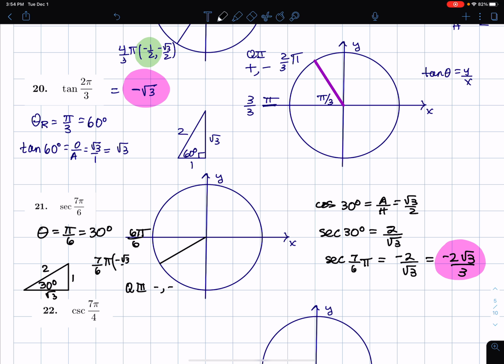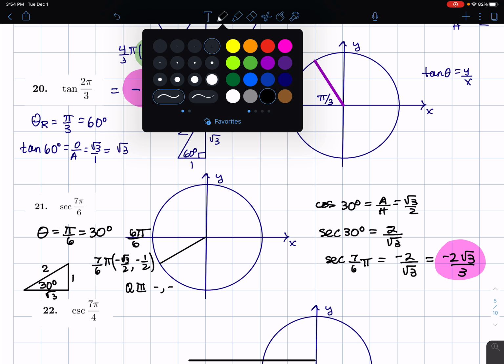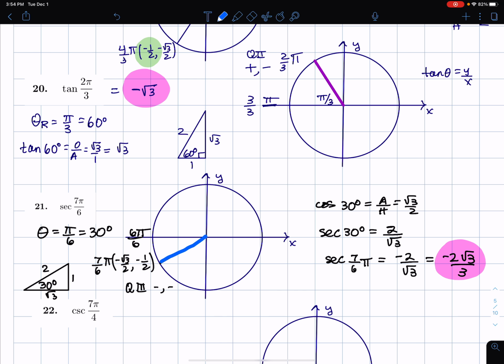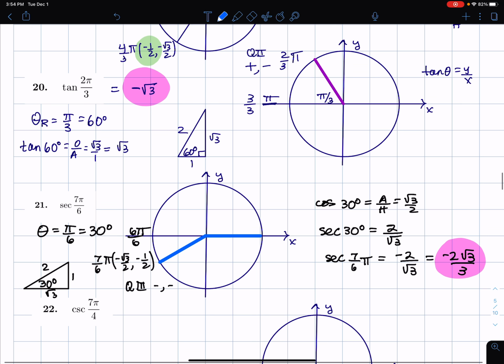Another approach, rather than drawing those triangles, which is time-consuming and a little messy, is to know that the coordinates are negative rad 3 over 2, negative 1/2. And how do I know that? Because of the position of where 6 pi is. I'm moving more to the left than I am down, so I put the number larger in magnitude, rad 3 over 2, first.